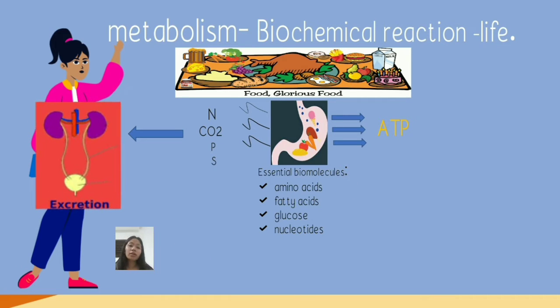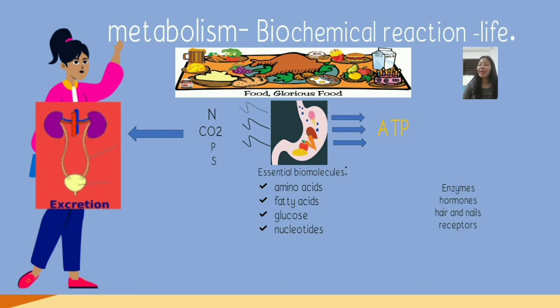Nitrogen, carbon dioxide, phosphate, and sulfate, as you can see in the illustration, are excreted outside the body. These biochemicals have an important role in our body, helping our enzymes, hormones, hair and nails, and our receptors. So we can see that what we eat changes from one form to another. In the Greek language, the word for change is metabolismos.